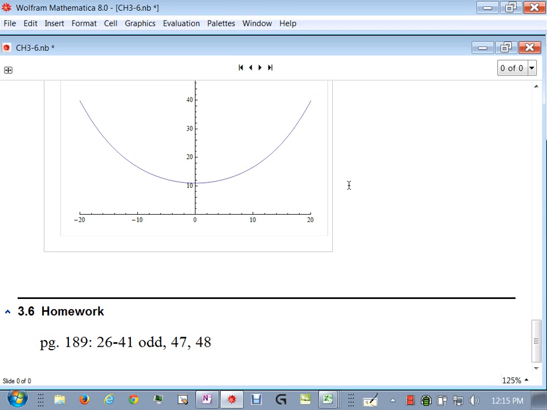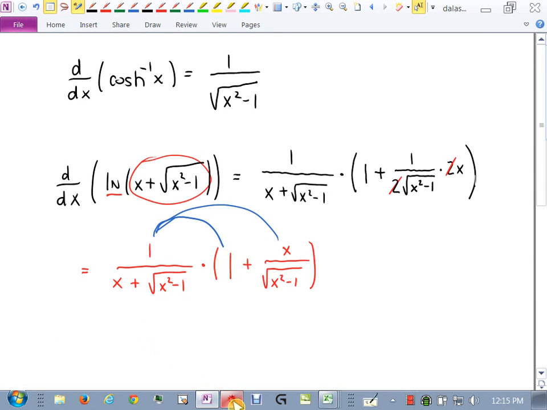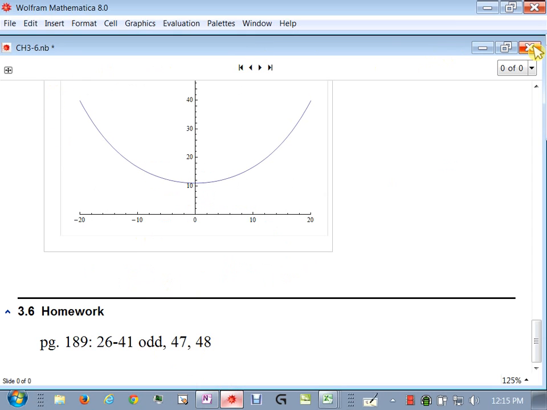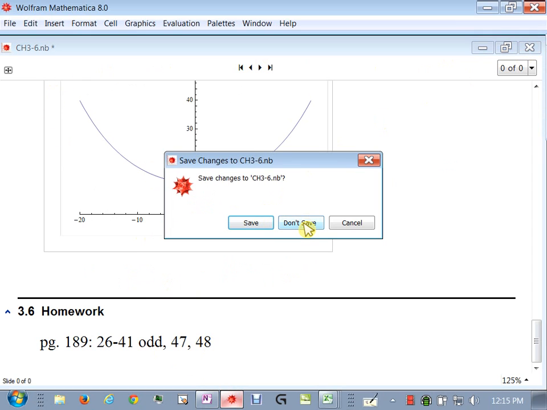Was that on your handout? Yes, it was? Okay. All right, let's move into the next section. Everyone have it? I'm moving on.